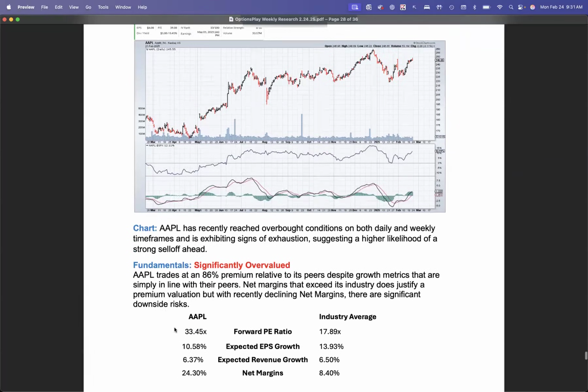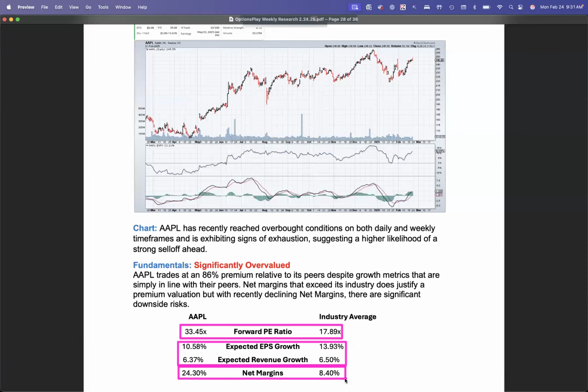Just the 33 times forward earnings is somewhat ridiculous in my opinion in terms of valuation when the industry's around 17, 18, especially if you look at growth expectations, they're actually below the industry average. And the only thing supporting a premium valuation is its net margins, 24% versus 8. I just think that 33 times forward earnings is sort of ridiculous given the growth expectations, especially if you look at Nvidia. Nvidia is trading at 30 times forward earnings.